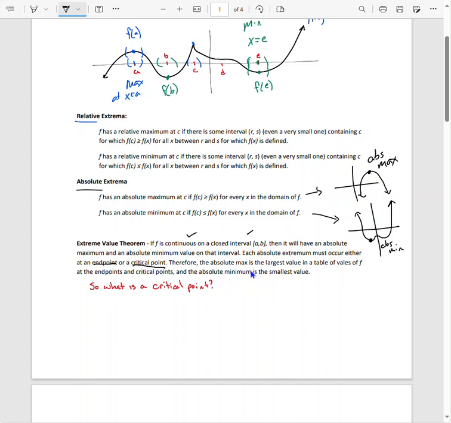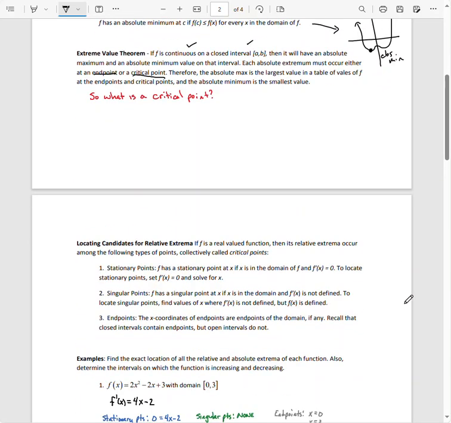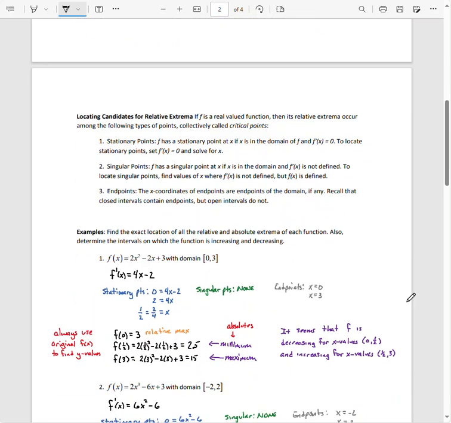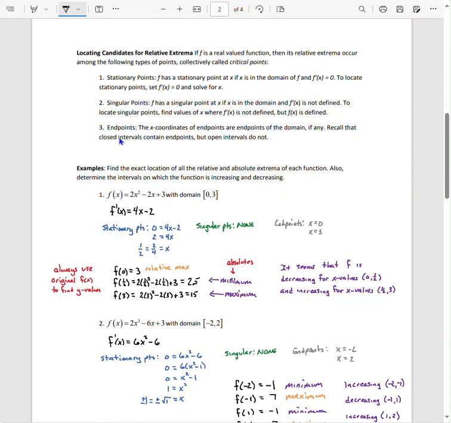Therefore, the absolute max is the largest value in the table of values of f at the endpoints and critical points, and the absolute minimum is the smallest value, right? Maximum big, minimum small. So endpoints, we know what the endpoints are. That's when x equals a and x equals b, but what is a critical point? We need to know what a critical point is. Let's go with how to find critical points, even though I didn't really give you a definition here.